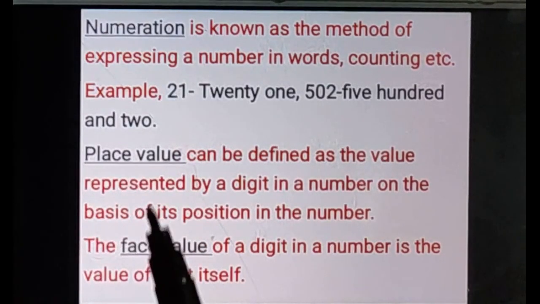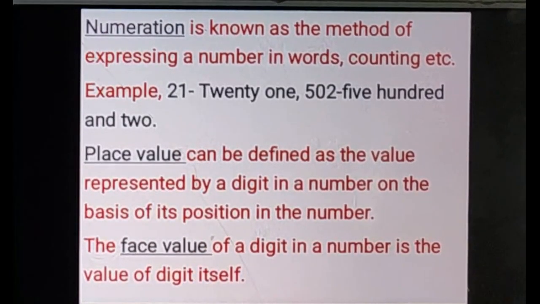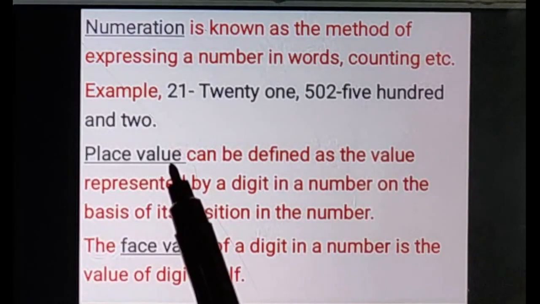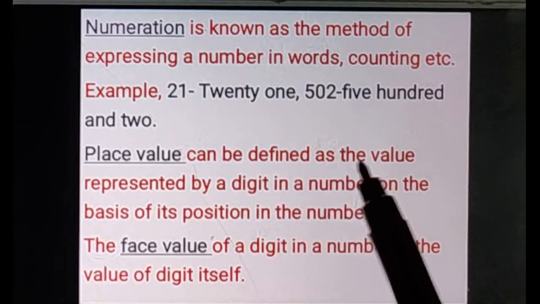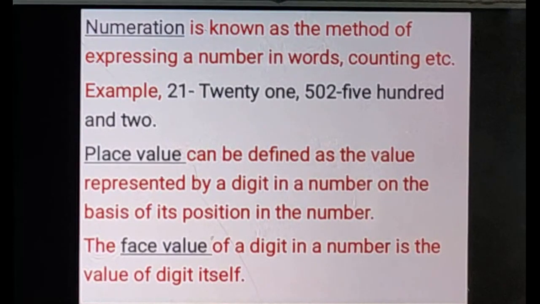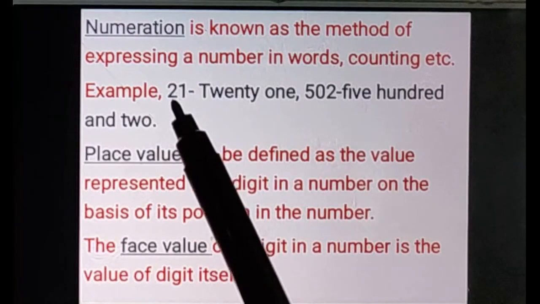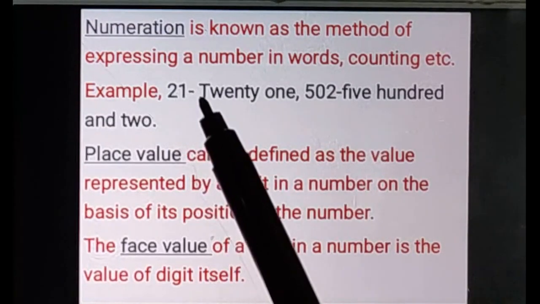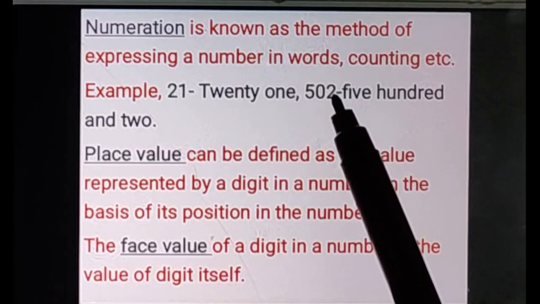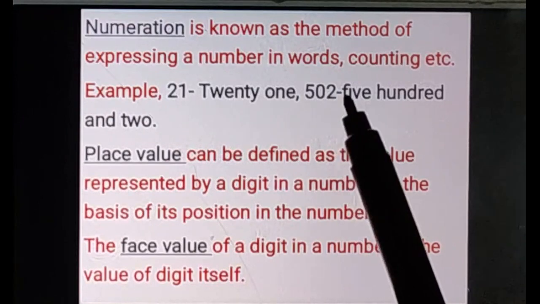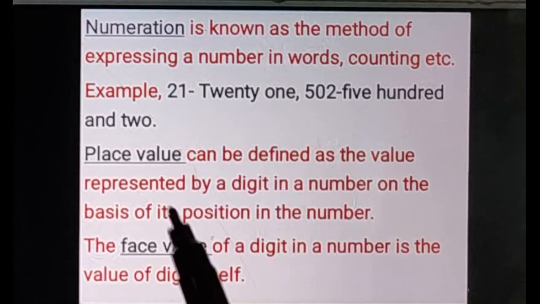Do you know what is place? Location, right? Whenever you are going to a certain place, we refer to it as a location. So in a number system, the value is represented by a digit in a number on the basis of its position. Say 21, what is the place value of 2 here? In case of 21, it is the tens position, right? So we will write 20. Similarly, if you have to say the place value of 5 in case of 502, then we will say 500. This is the concept of place value.